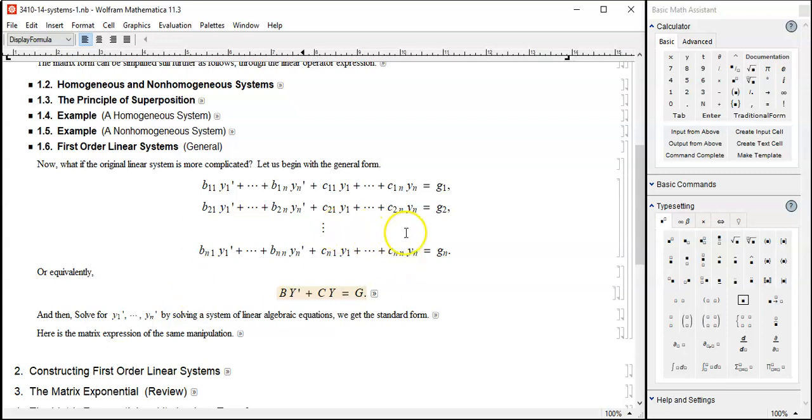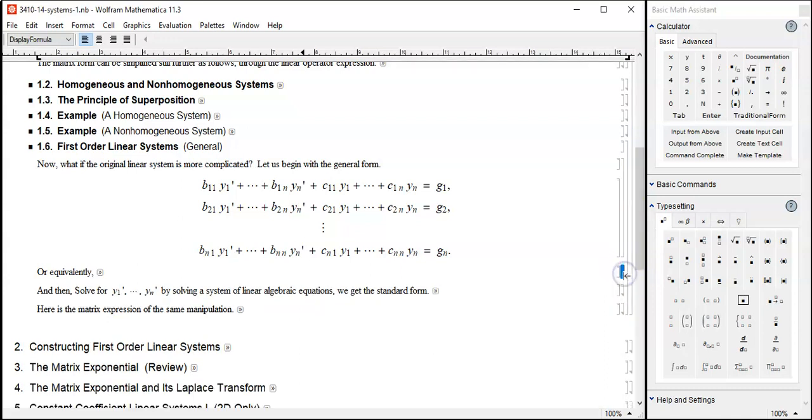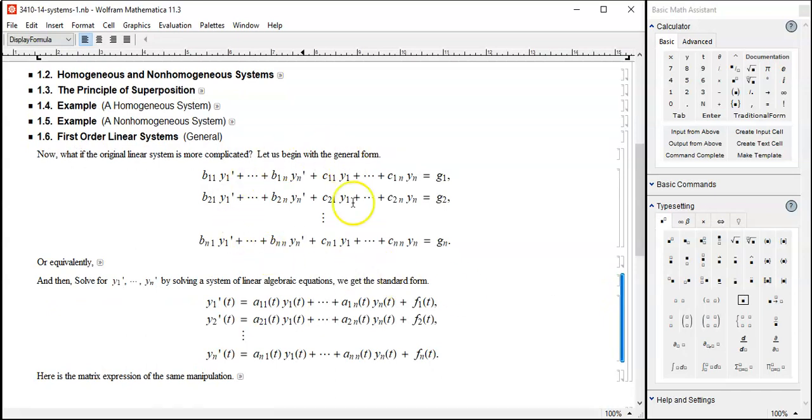Now, what if we started from something like this? Can we still do the same thing and define the linear operators and develop the same theory? The answer is yes, and the method is theoretically possible, but it's going to be tedious. Basically, what we do is consider this system as a system of n algebraic equations of y1 prime through yn prime, and solve those algebraically with respect to the other terms. By other terms I mean y1 through yn and g.